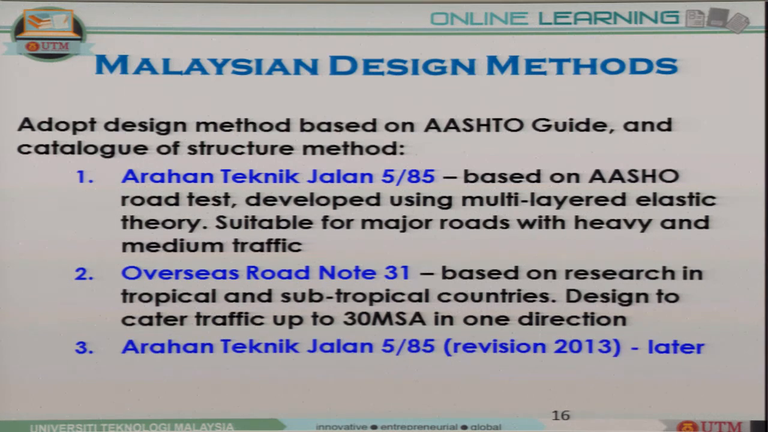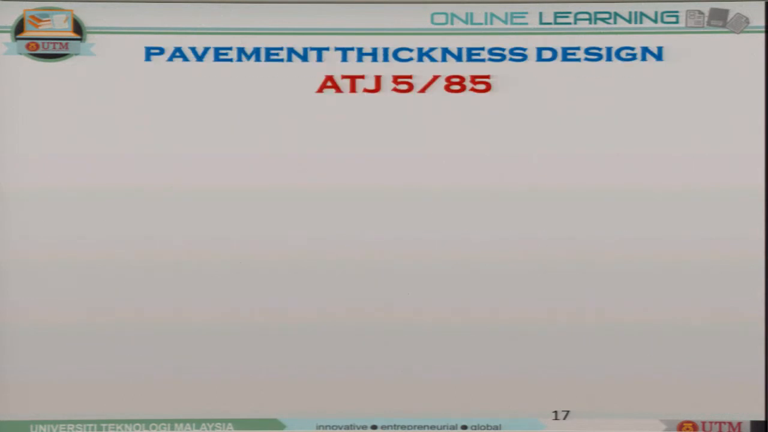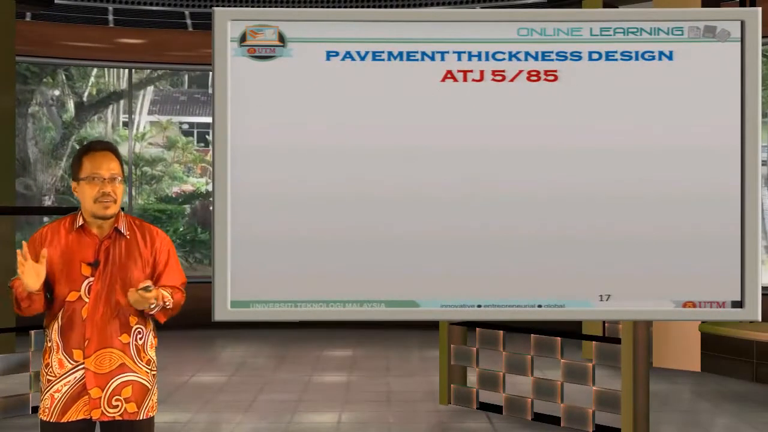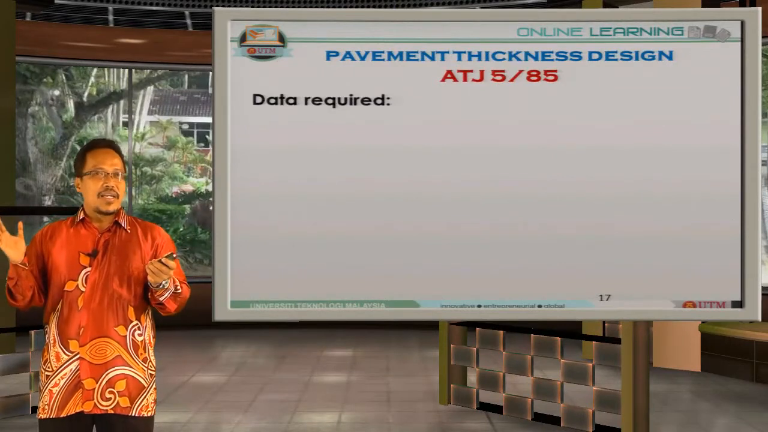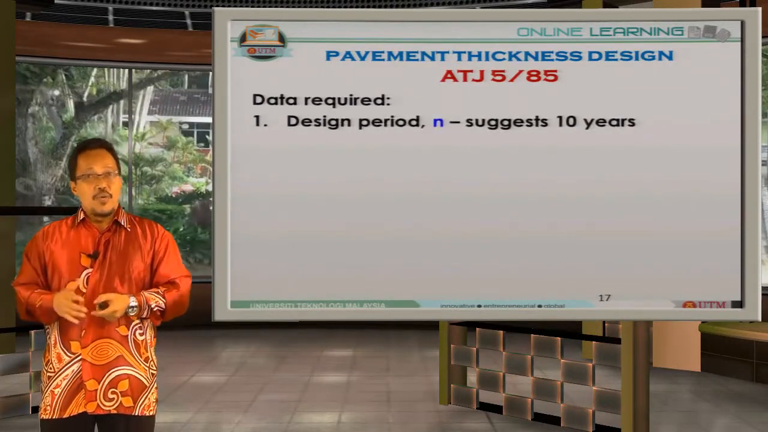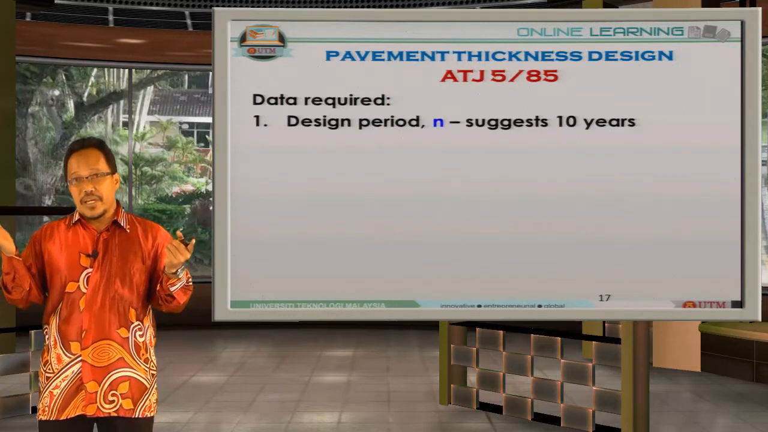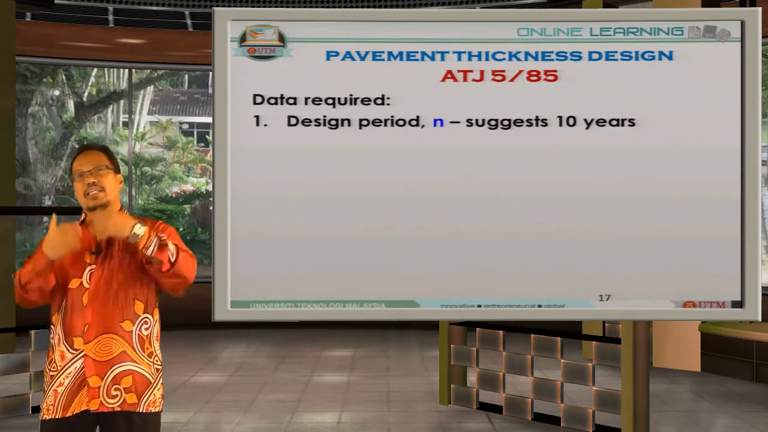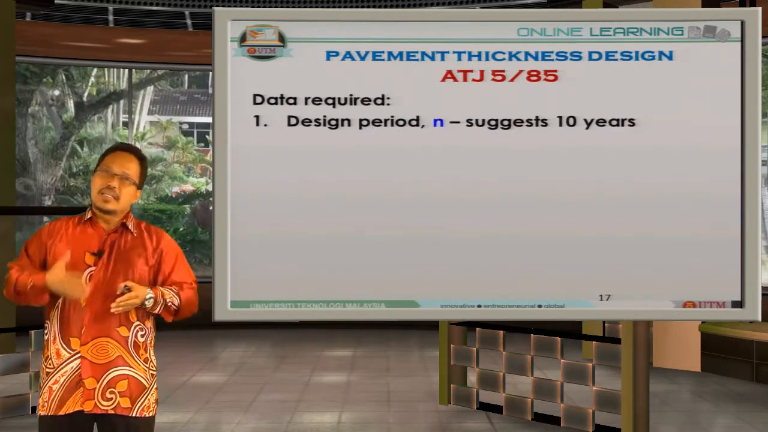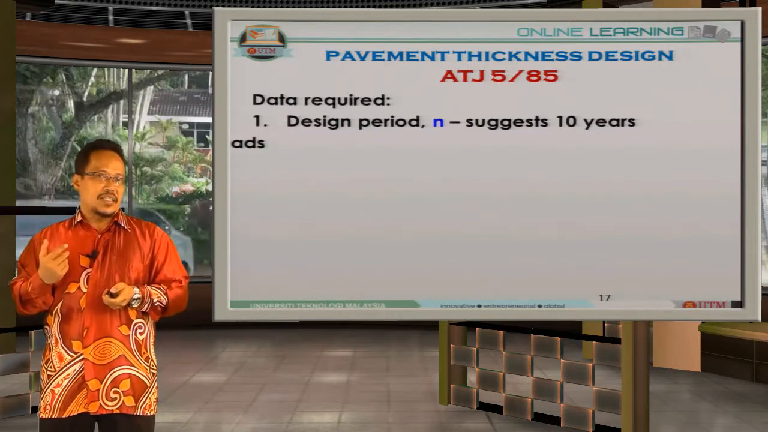And the third one, which is going to be in our next session, is the Arahan Teknik Jalan 585 revision 2013. That's going to be later. Okay, let's look at Arahan Teknik Jalan 585. What are the data required? We need to know the design period. In Arahan Teknik Jalan 585, 10 years is suggested.